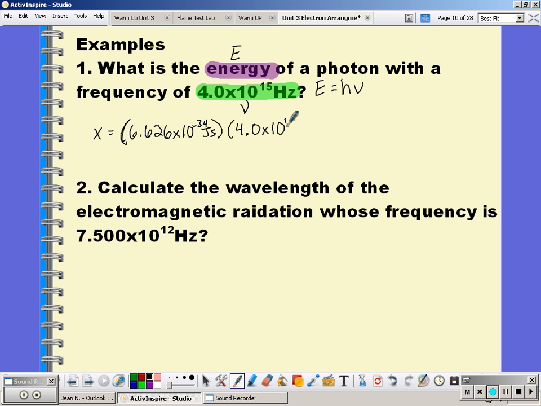Now instead of writing hertz, I'm going to use one of the other forms of the unit, which is 1 over s. This will help us determine what the unit is for the answer a little bit easier than using the hertz. Remember, hertz is the same thing as 1 over s or inverse seconds. So then I can take my calculator and plug this in. Make sure when you plug it in that you use the special button for the times 10.